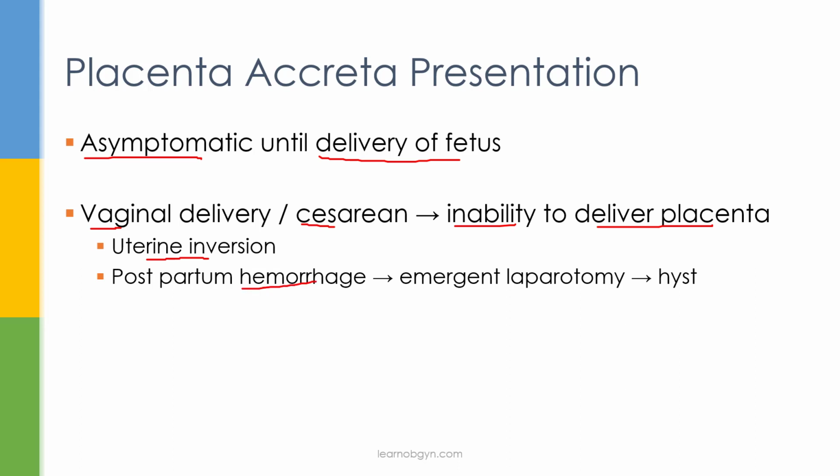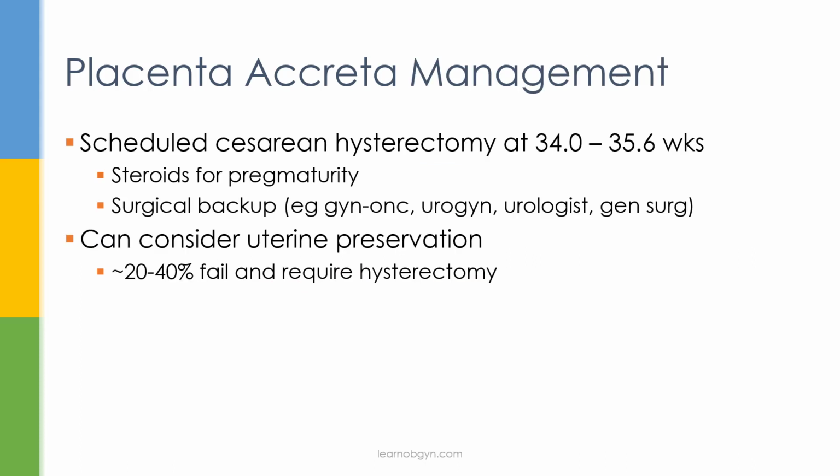But even if the uterus does not invert, if a placenta remains attached too long after delivery, this can also cause a hemorrhage. So what must be done is if the patient had a vaginal delivery, you must perform an emergent laparotomy to remove the placenta. And because the placenta is so adhered to the uterus, typically the placenta and uterus are removed together by doing a hysterectomy. And this is why it's important to diagnose this condition before delivery, because if you knew that the patient had an accreta, they should not be doing a vaginal delivery.